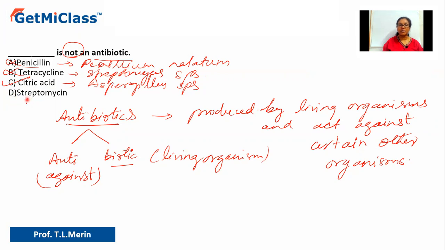Streptomycin is also an antibiotic, and this is also produced by certain species of Streptomyces. And hence this is also ruled out because we are looking for the one which is not an antibiotic. So which is the one which is not an antibiotic here? Let us conclude here. That is option C. So C, that is citric acid, is not an antibiotic. It is an acid. I hope you understood the explanation.